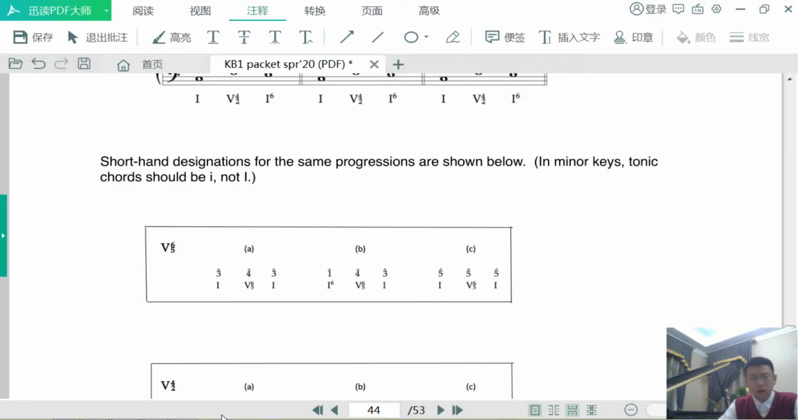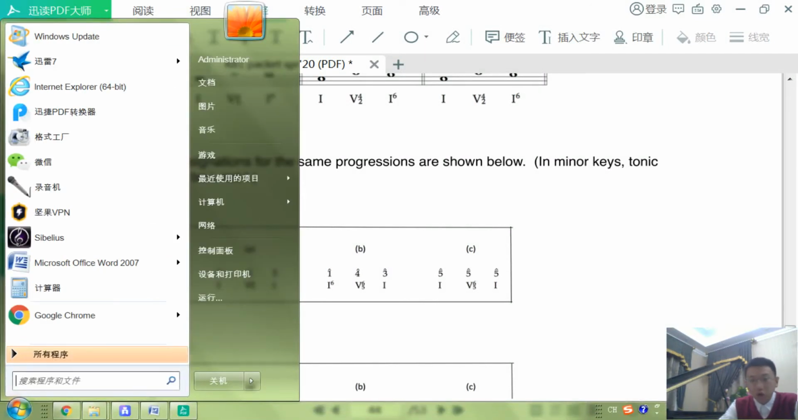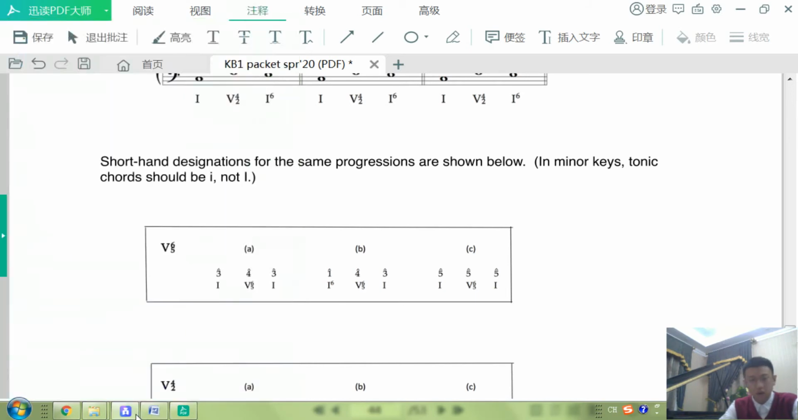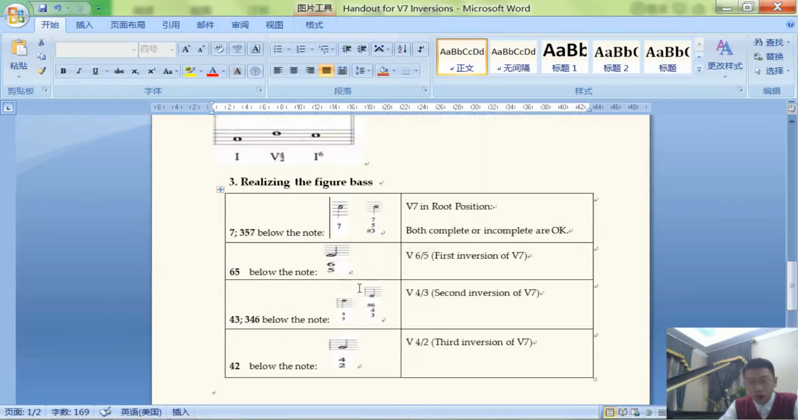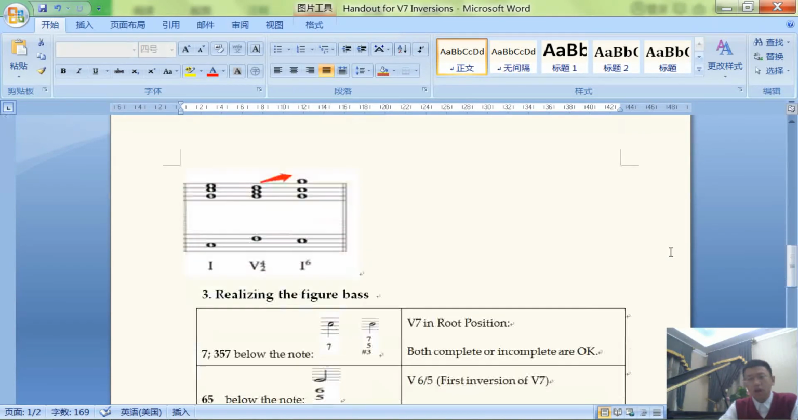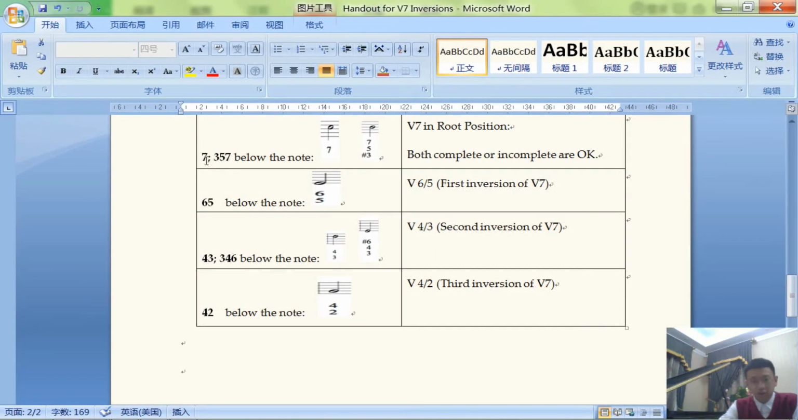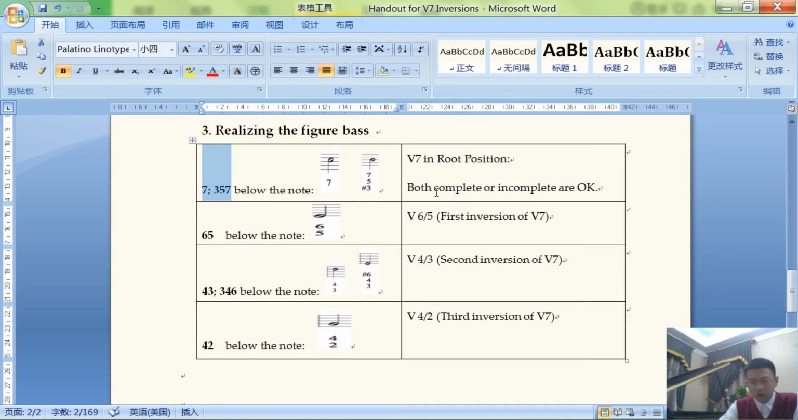And now, we are going to talk about how to do the assignment for this week. First, we need to introduce how to realize the figured bass for all the 5/7 chords. In your assignment, you will see 7, 3, 5, 7 below the note, which tells you that you will play the 5/7 in root position. I'm not very strict on whether you play the complete or incomplete 5/7 chord.